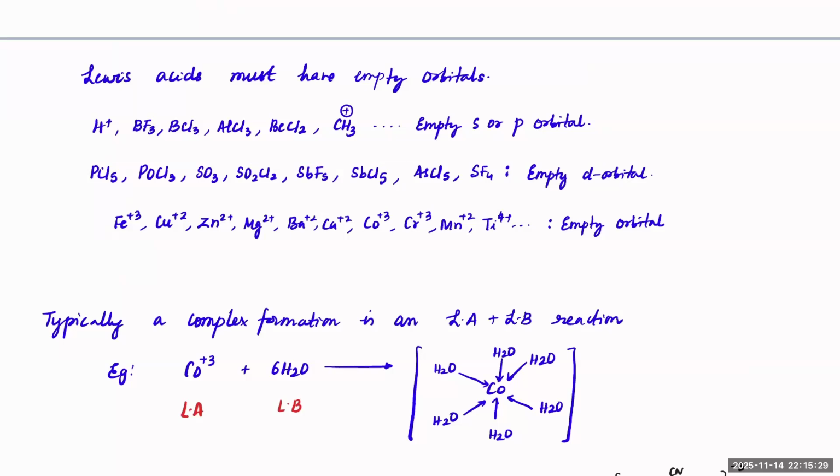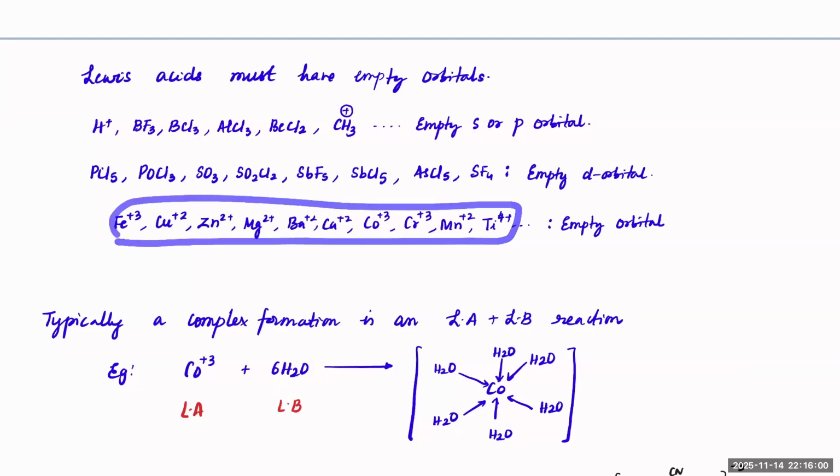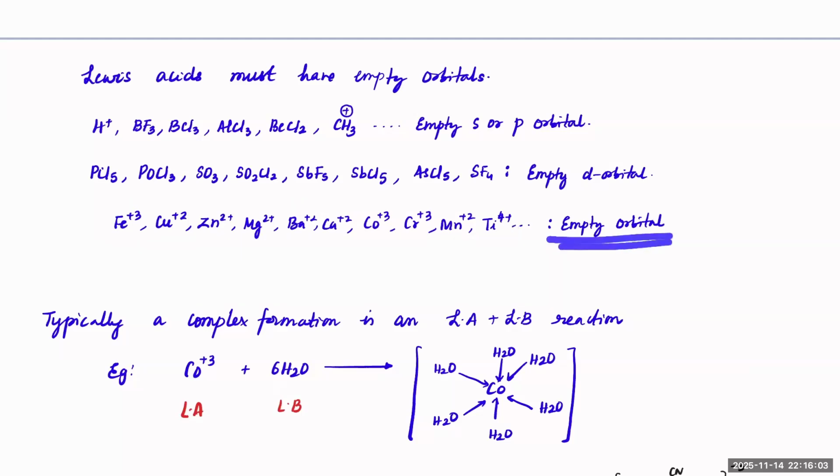In the second set, the octet is actually complete. In fact, the octet is expanded. But yet, they have an empty d orbital. PCl5, POCl3, SO3, SOCl2, SbF5, SbCl5, SF4, all of them have empty d orbitals. Empty d orbitals are also a very good source to accept electrons. In fact, any positive ions, metal ions, all have empty s, p, or d orbitals. They can act like Lewis acids.